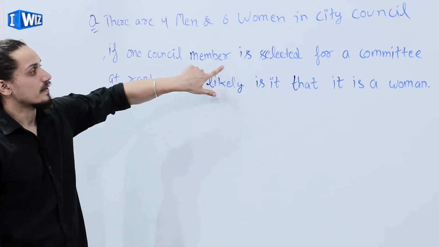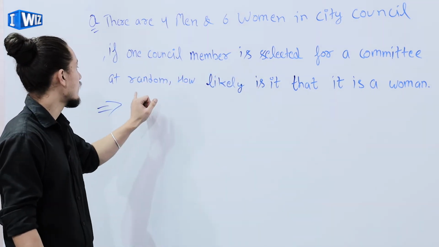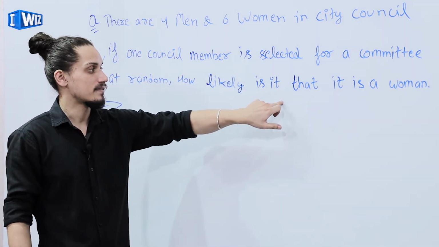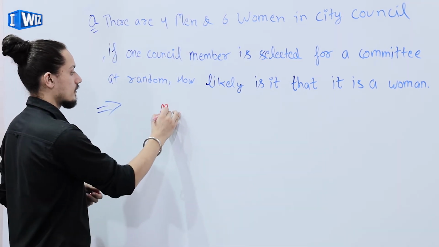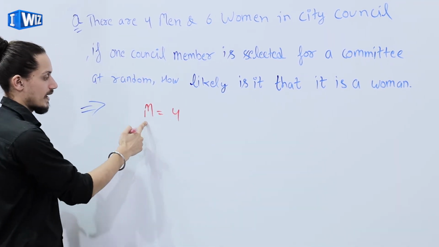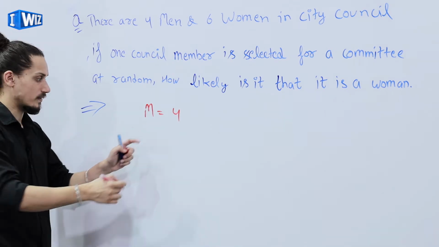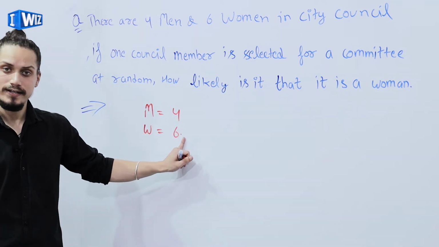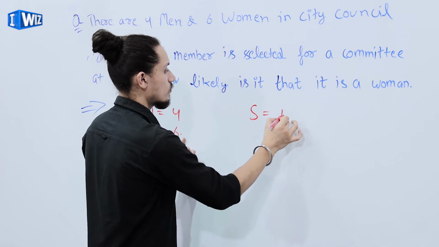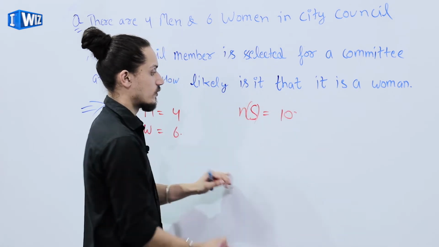If one council member is to be selected for a committee at random, how likely is it that it is a woman? So firstly हमारे पास कितने हैं? 4 men. Men is equal to 4. Let M denote men and W denote women. So W is equal to 6. Total number of members कितने हो गए? 10. तो number of elements in sample space is equal to 10.